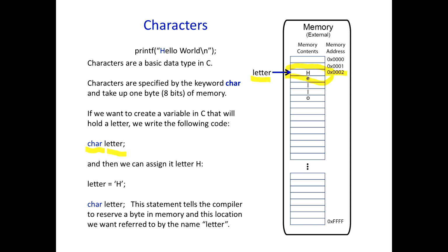So instead of having to remember the memory address location, which in this case 2 would be fairly easy to remember, but it could be a big long number that would be hard to remember, we just say, okay, just reserve a letter, and that location is called letter. And so now we can assign the letter H to that memory location, and it will stick H into the location that letter tells us to put it.